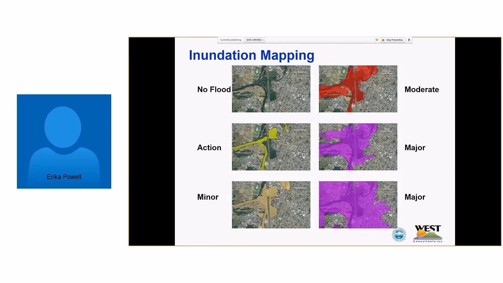Inundation mapping has become an extremely powerful tool for getting information out to the public, and it's an incredibly powerful visual tool to help people understand the areas that might be inundated and when they might be inundated in the community.